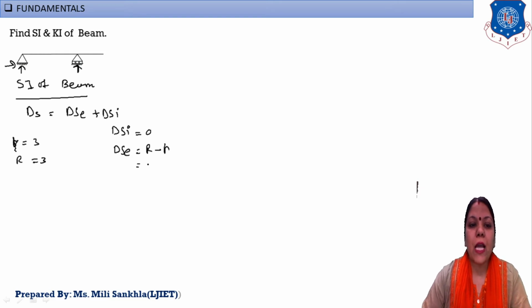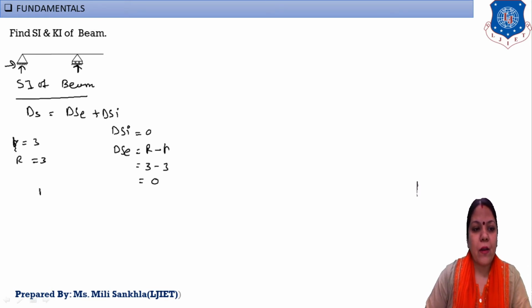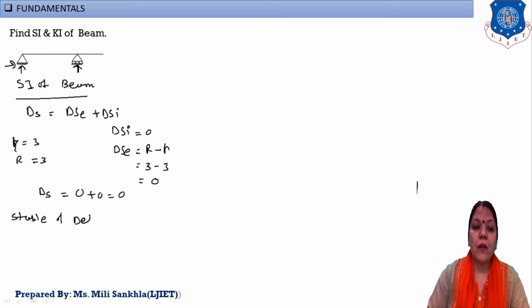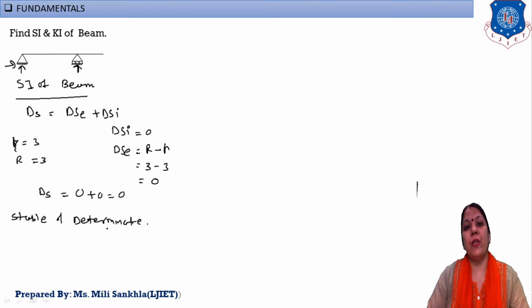Now here capital R is equal to 3 and small r is equal to 3, that means our answer is equal to 0, and ds is equal to dac is equal to 0 and dsi is equal to 0. Now here our answer is 0. What is the statement? Statement is a given structure is stable and determinate. Okay, because unknown forces for this beam is equal to 0. So given structure is stable and also determinate.